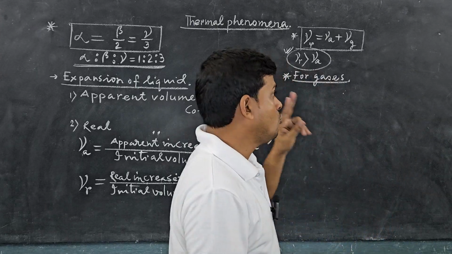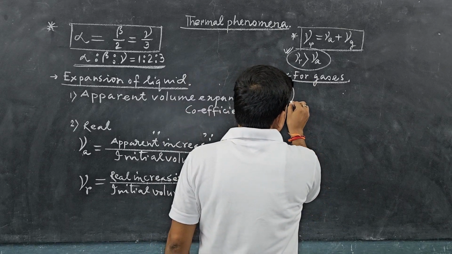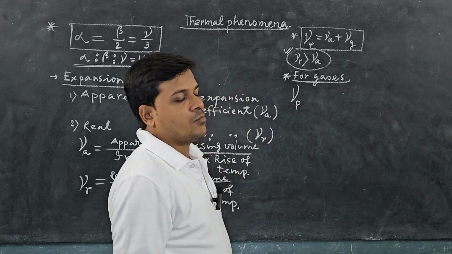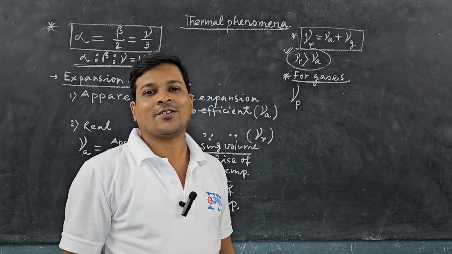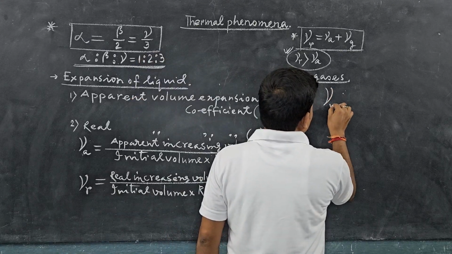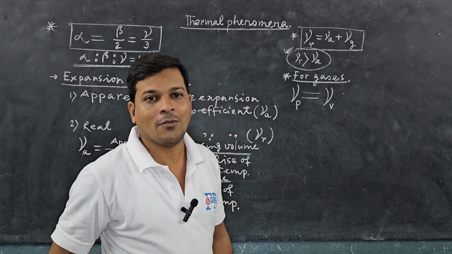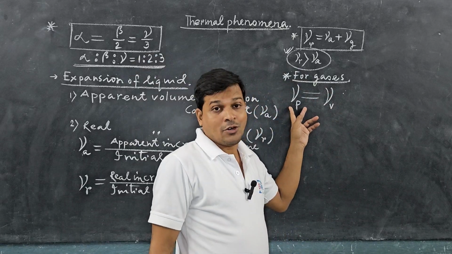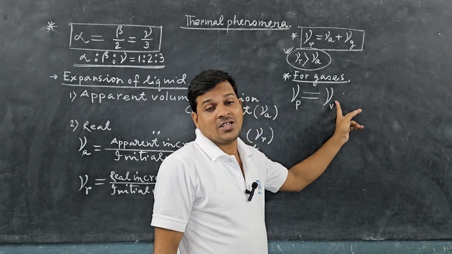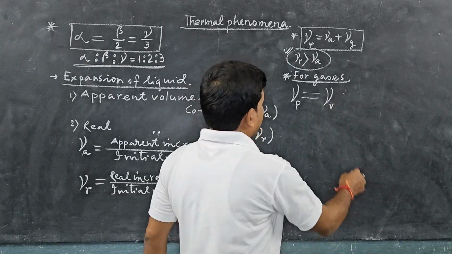So there are two types of expansion coefficient of a gas. The volume expansion coefficient of the gas at constant pressure is gamma P, and the volume expansion coefficient of the gas at constant temperature is represented by gamma V. And the relation is gamma P equals gamma V. This is most important for your board exam.